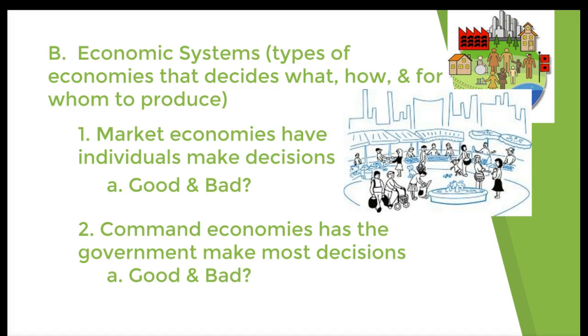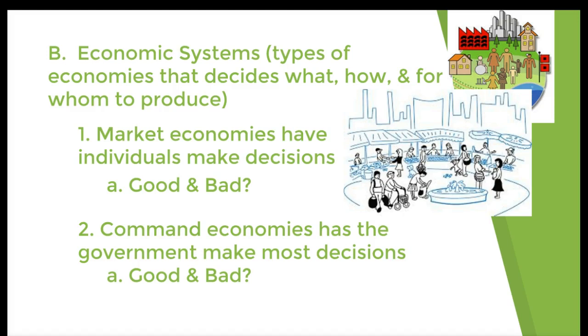I usually equate market economies to economic Darwinism. It's survival of the fittest. Okay? Command economies, on the other hand, you have no free will. If you've ever seen the movie The Hunger Games, President Snow would be a great example of a command economy. Now, which type of economic system does the United States have?